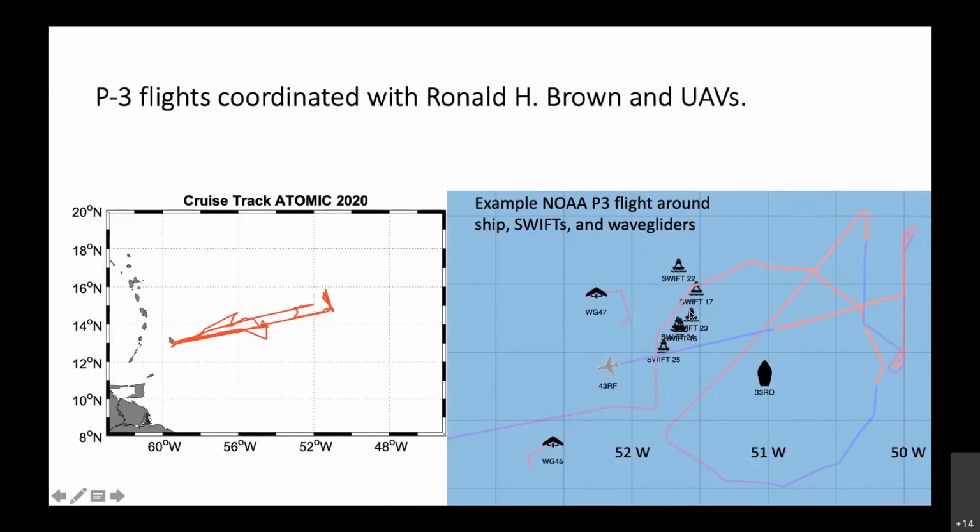We came out, did a circle around the Ron Brown and dropped 12 dropsondes, went down to the near surface, then went back up. And then off on the right of the track, you'll see a bunch of race tracks, which were level legs done in clouds at different altitudes. In this particular flight, we didn't drop any AXPTs like many of the others. Next slide.